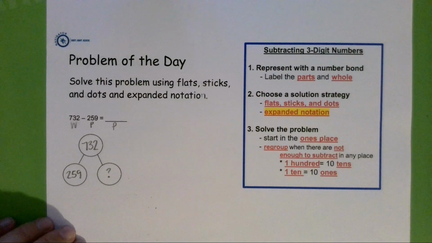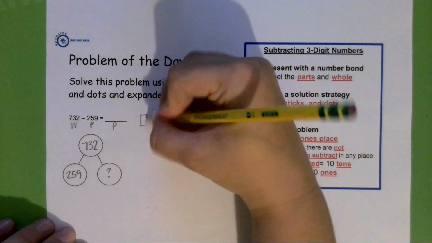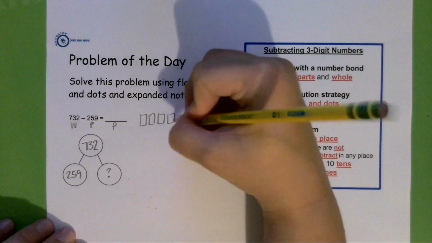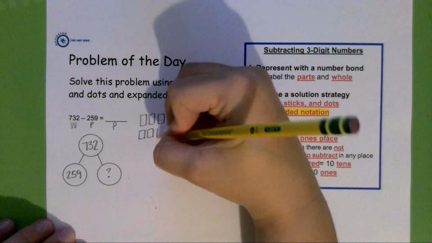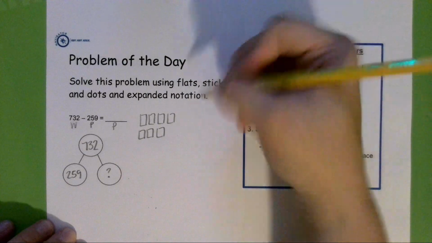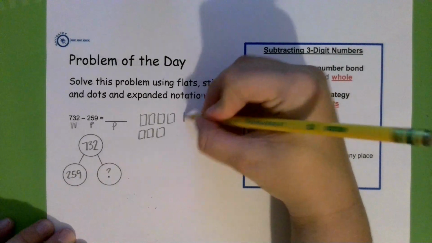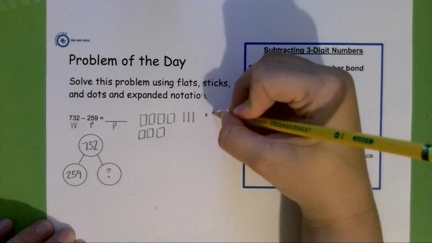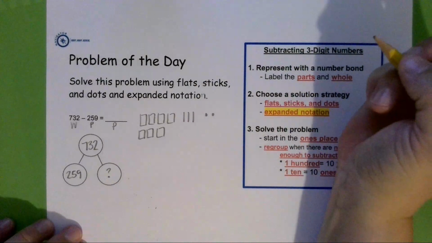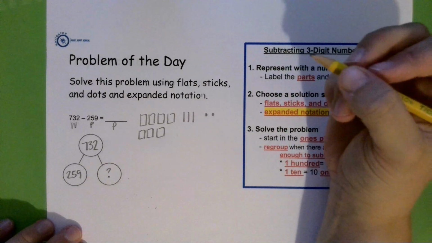What should I draw? Say it out loud. I bet you said we should draw 7 flats, 3 sticks, and 2 dots. Now let's subtract, starting in the ones place. How many ones do we need to subtract?